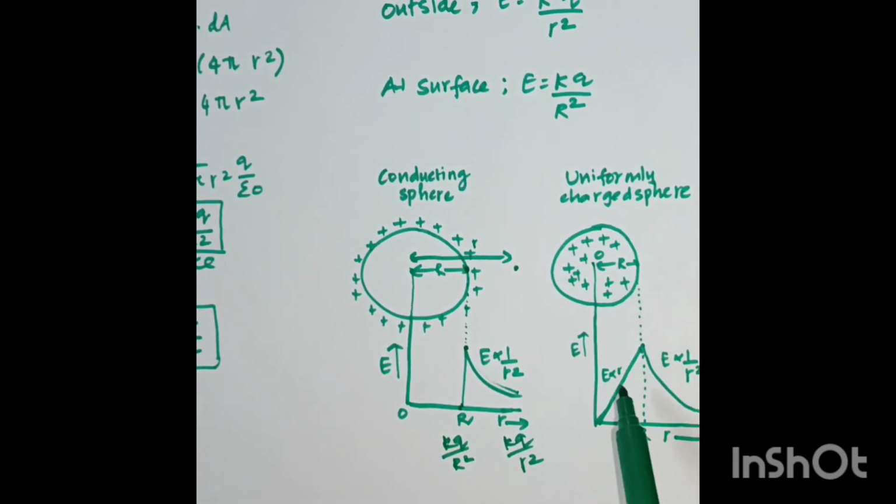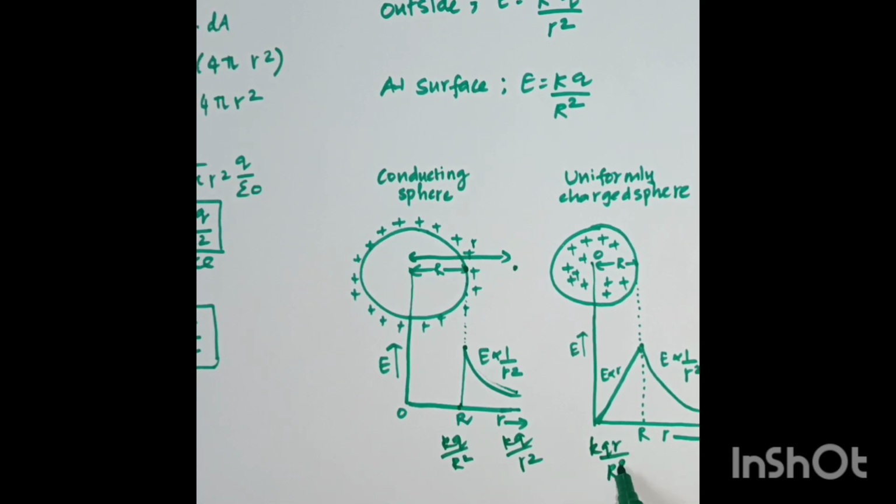Here we have seen the formula for the internal points. What is the formula we have seen? KQr by R cube. So electric field is directly proportional to small r, the distance of the point from the center. So that is what we have shown: E is directly proportional to r. So up to the surface, the graph is a straight line because E is directly proportional to r.